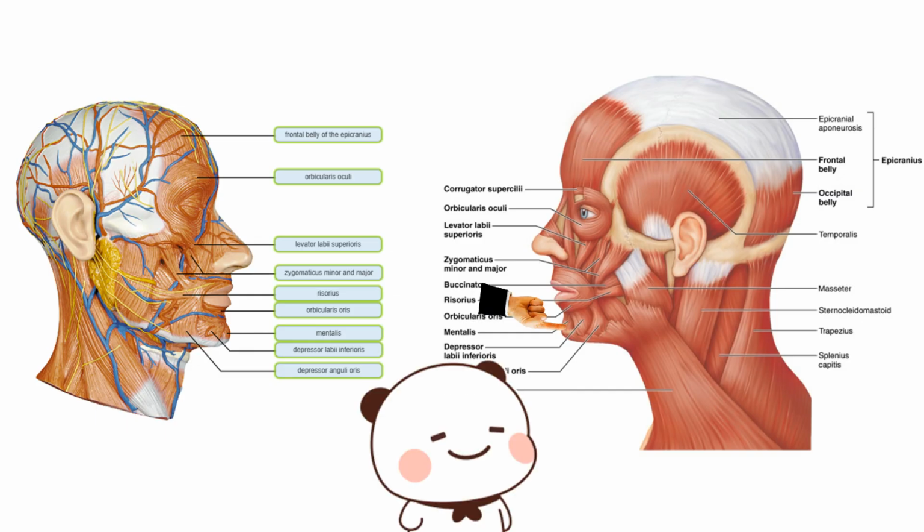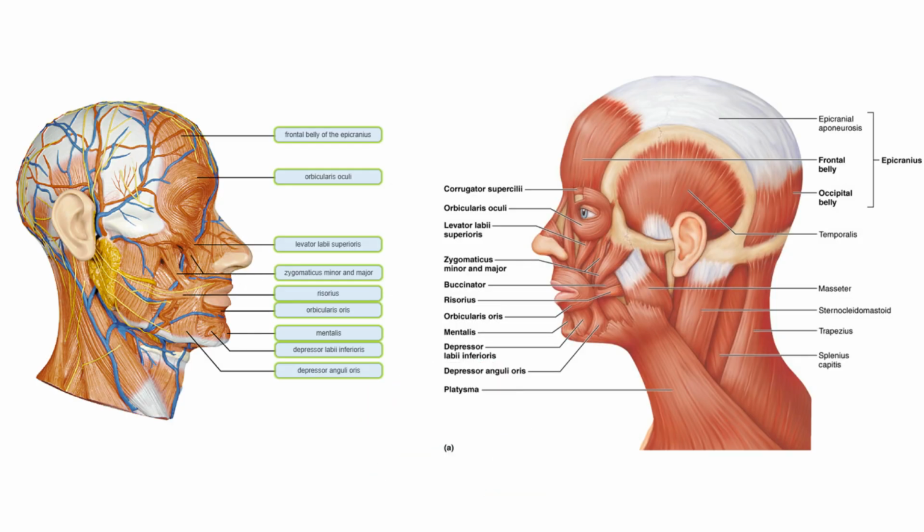For smiling, the zygomaticus major and minor pull the mouth corners up, while the risorius pulls them laterally. The orbicularis oris circles the lips to compress them, and the buccinator, originating on the maxilla and mandible, allows us to compress our cheeks for whistling.